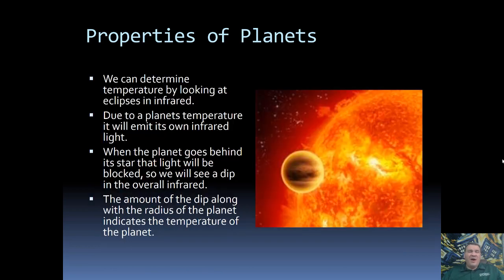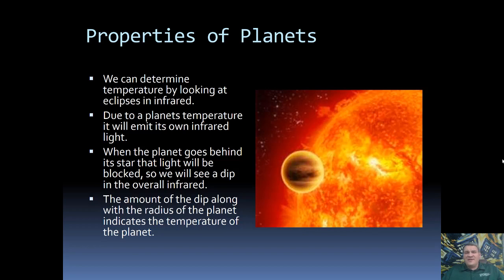Now, it may be possible to figure out the temperature of a planet. One way we can do it is just through the equilibrium temperature: how much light is the planet receiving from its star compared to how much is it able to give off. However, if we look in the infrared and the planet is hot, the planet itself will be glowing. So when we have an eclipse where the planet goes behind the star, then we can see a dip in the infrared light, and the amount of dip in the infrared light is how much infrared light the planet is giving off, which is then going to be related to the planet's temperature.